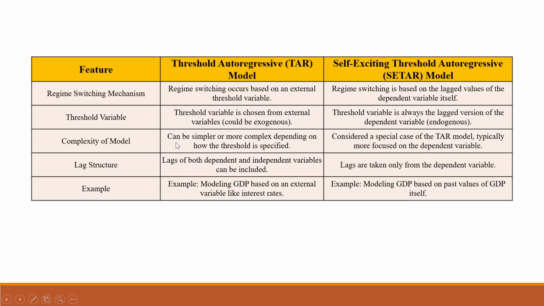Complexity of the model. TAR can be simpler or more complex depending on how the threshold is specified. SETAR is considered a special case of the TAR model, typically more focused on the dependent variable. Lag structure. In TAR, lags of both dependent and independent variables can be included. In SETAR, lags are taken only from the dependent variable. Example: in TAR, modeling GDP based on external variables like interest rates. In SETAR, modeling GDP based on past values of GDP itself.